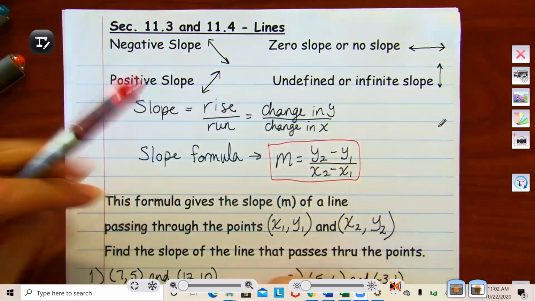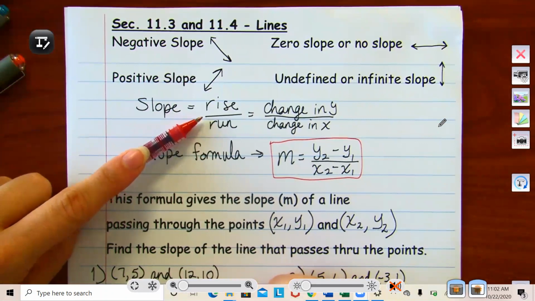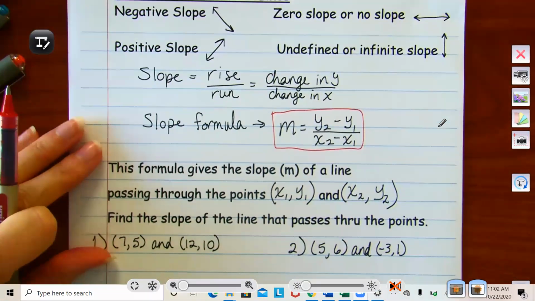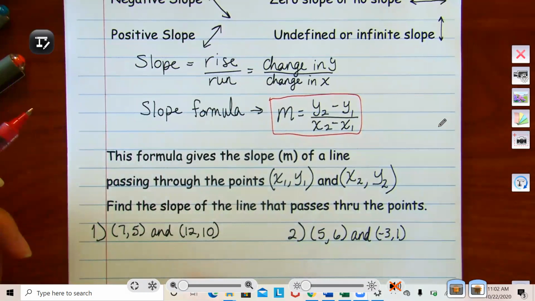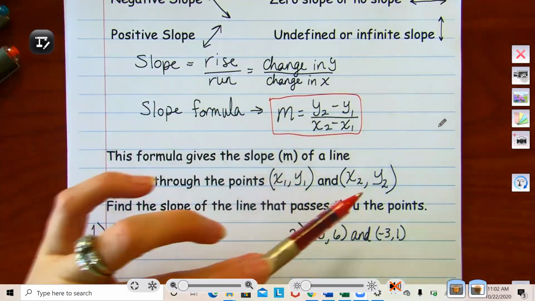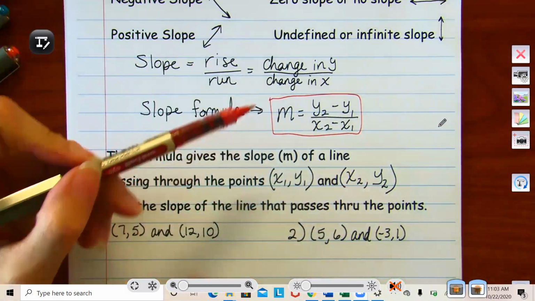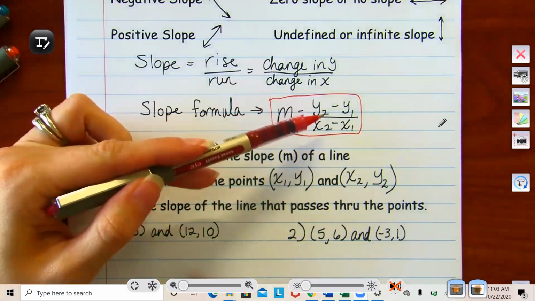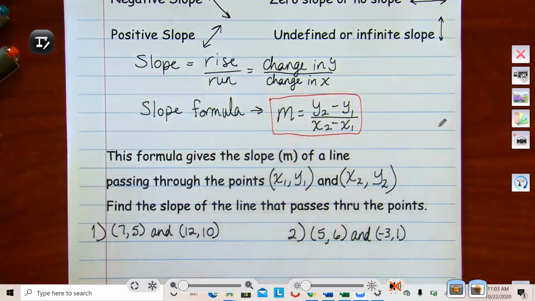Slope is often described as rise over run. In other words, that's the change in y over the change in x. And we have a formula that we can use to calculate the slope given any 2 points that are on the line. So x1, y1, and x2, y2 represent 2 points on the line. And then in that case, the slope, which is represented by the letter m, is equal to y2 minus y1 over x2 minus x1.